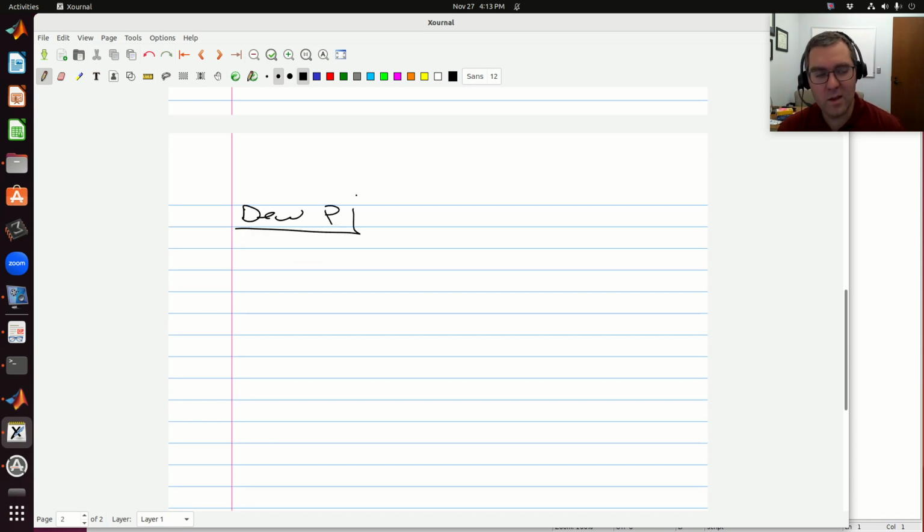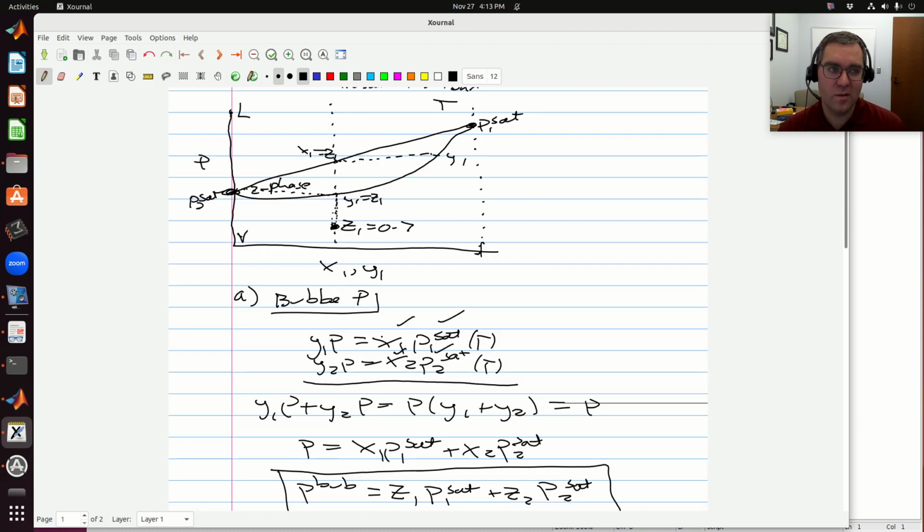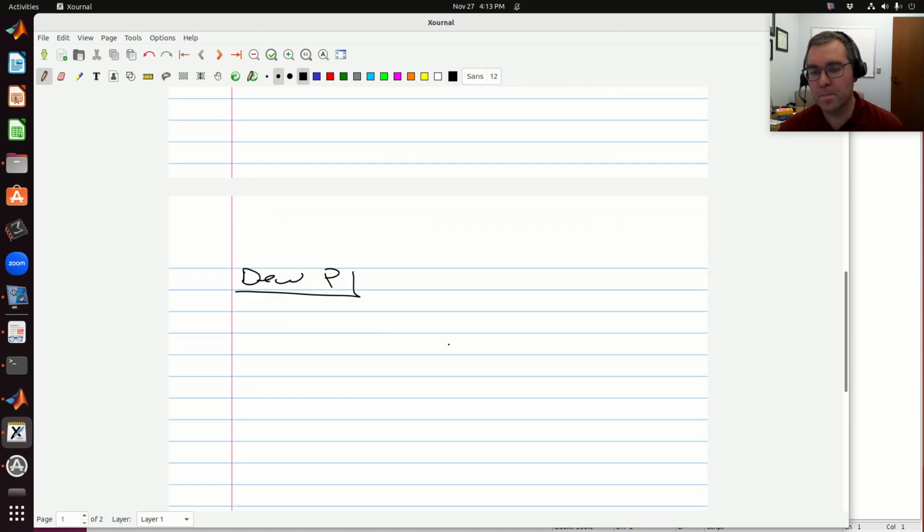Okay, the key is at my dew point, same thing: I have two phases at coexistence, only now I know y1 is equal to z1. It's equal to the composition of my mixture. So now I write my isofugacity equations down. For my system that obeys Raoult's law, y1 P is equal to x1 times P1 sat, and y2 P is equal to x2 times P2 sat. Temperature is specified, so that's the same as specifying P1 sat and P2 sat.